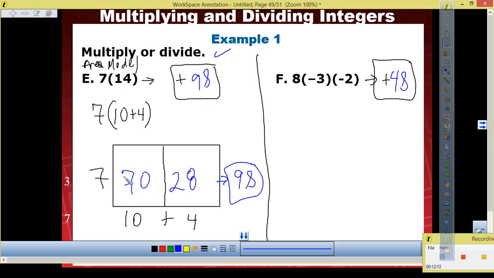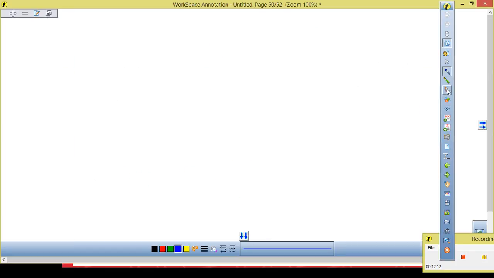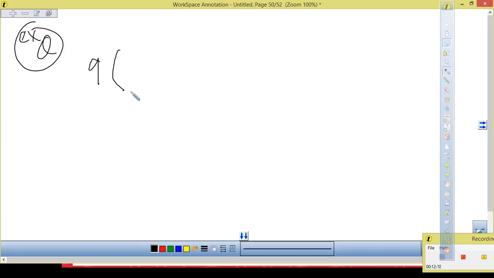Okay, here we go. Example Q. Copy this, please. Let's do 9 times 15. So that means we're going to rewrite this first. Is that correct? This is what? 10 plus 5. And we're going to bring down the 9.